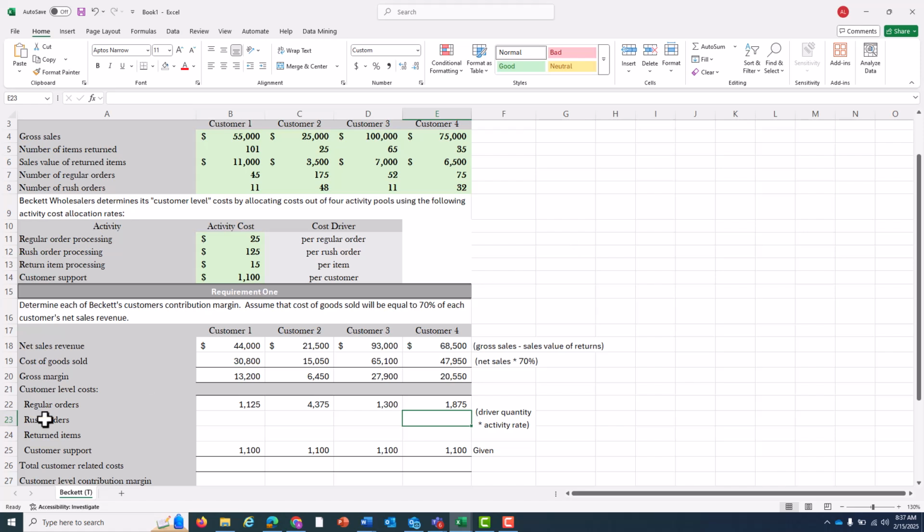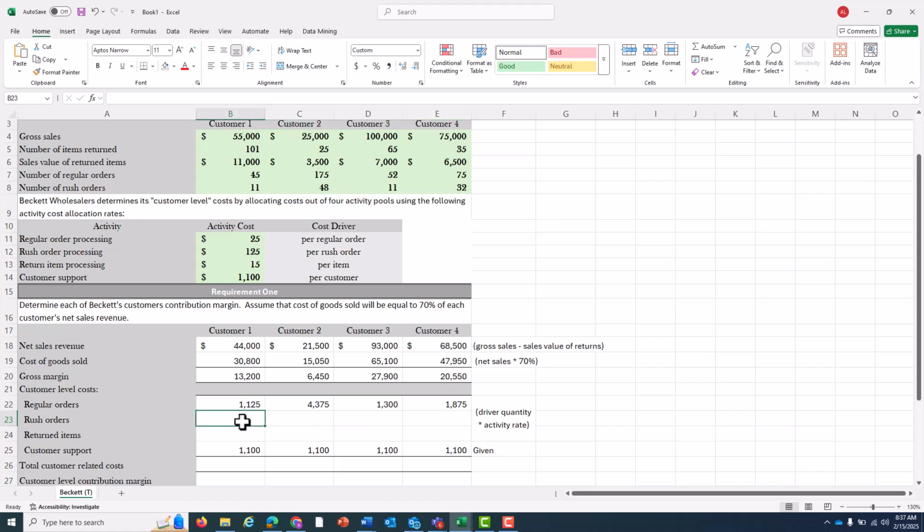The next line we got to fill in is for rush orders. And rush orders are more expensive. Maybe we got to pay people overtime. There's something in the process that makes this activity of fulfilling a next day order, hurrying up, getting on a truck, etc., much more expensive than just a regular order where you don't have to schedule so rapidly. The rate on this is $125 per rush order the customer made.